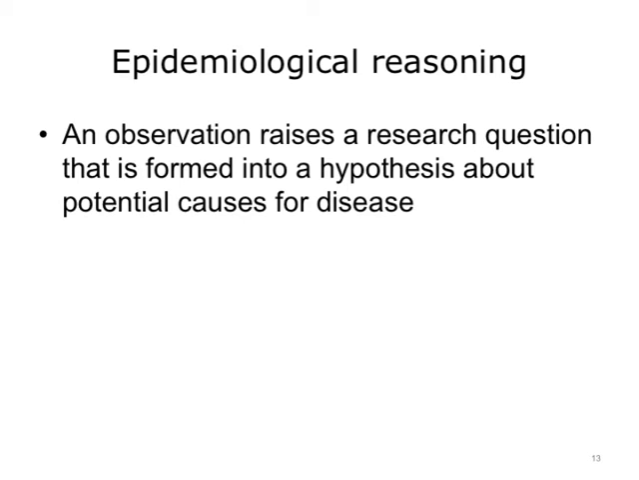What are the steps within the research process of epidemiology? This research process is called epidemiological reasoning because it helps us to understand how an observation leads to understanding the potential effects of what we are observing on population health. First, we start with an observation. As an example, we're going to use breast cancer in women.